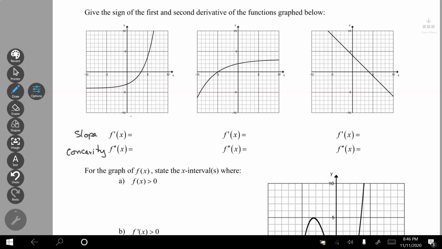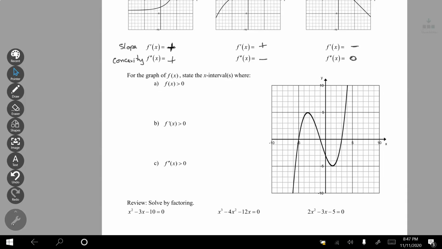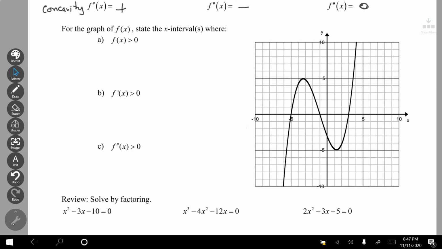The slope of this graph is positive because it's going uphill, and the concavity is concave up, positive because it's being curved up. Lousy plus sign, but you'll survive. This one, the slope is positive because it's increasing, and its concavity is down because it's curving down. The slope was negative, and it's linear, so it's 0 concavity. There's no curvature going on. Okay, we've done this graph before.